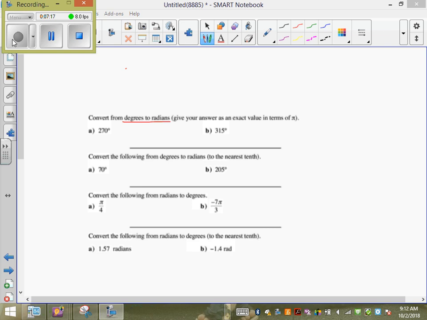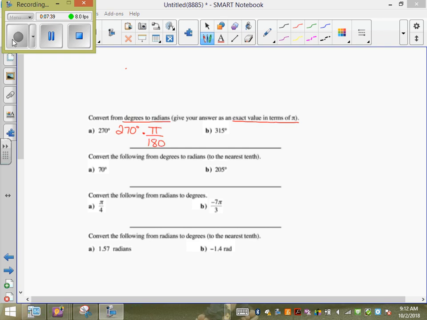So, convert from degrees to radians. Degrees to radians, pi on top. And it wants it in exact values. So exact values means not decimals. Okay? So we're going to go 270 degrees times, so degrees to radians, pi on top. So we multiply by pi over 180.